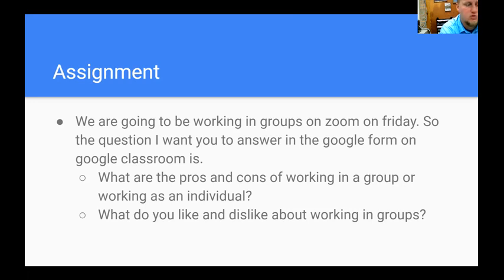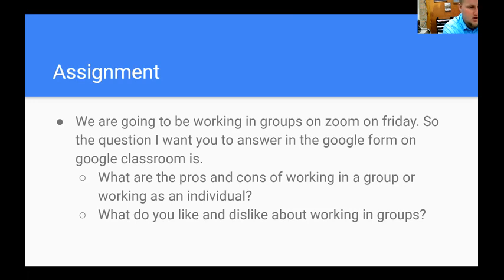I want you to answer these 2 questions. What are the pros and cons of working in a group or working as an individual? I want to know what you like about working with groups and what you don't like about working with groups, and what you like about working as an individual and what you don't like about working as an individual. Then answer that in the Google form so we're able to see how everybody feels about working in groups for future reference.